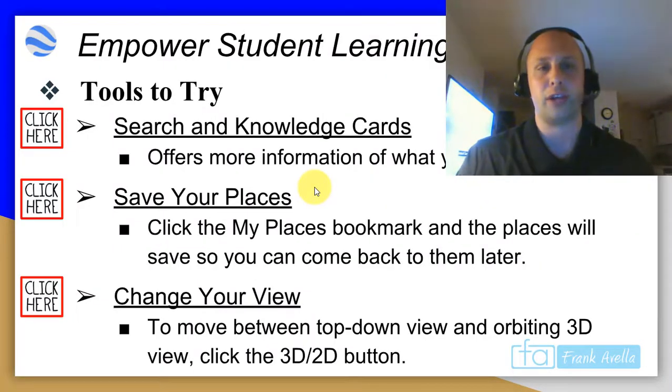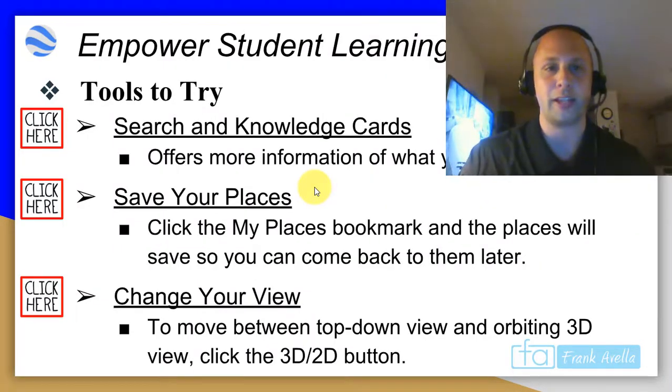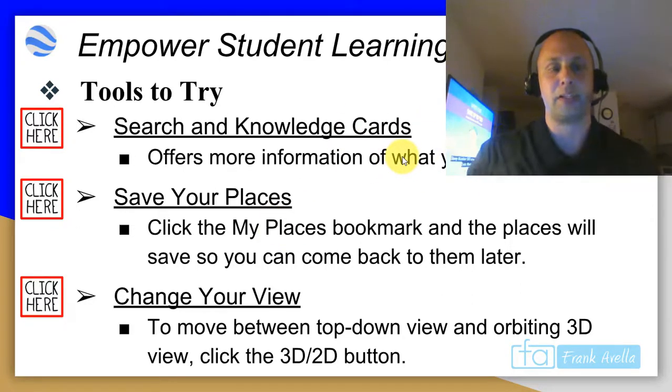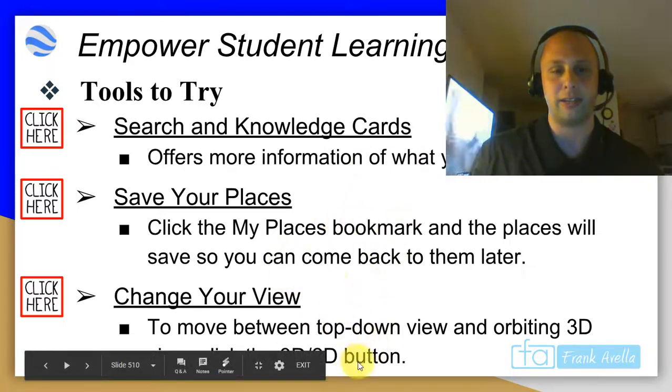All right, tools to try. Search and knowledge cards. What do they do? They offer information on what you're looking at. So if you go to a place, a knowledge card will pop up and give you some information about it. Save your places. You can bookmark a place you've been on Google Earth very easily, and you can always change your view from 3D to 2D down here.